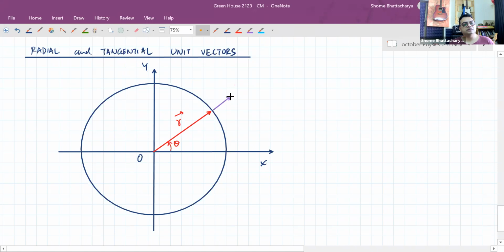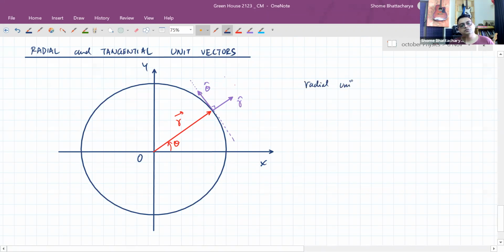We define the radial unit vector, which is the vector pointing along the radial line. And we define the tangential unit vector, which is the vector of magnitude 1 pointing along the tangent to the circle at that particular point. As you can see, they are mutually perpendicular. This is called the radial unit vector r cap, and this is called the tangential unit vector theta cap.